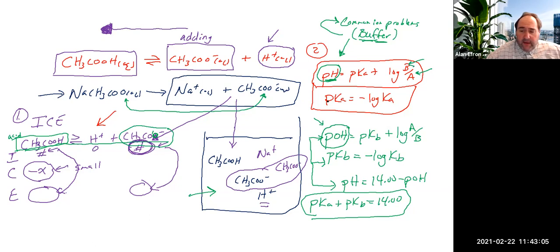And it would be opposite if we were dealing with a weak base and a conjugate acid situation. Obviously, the weak base would be the one on top in the formula, and then its conjugate acid would be the one on the bottom. So, for example, if you had NH3 with some NH4 plus, the NH3 would be the base, NH4 plus would be the acid in this particular case.